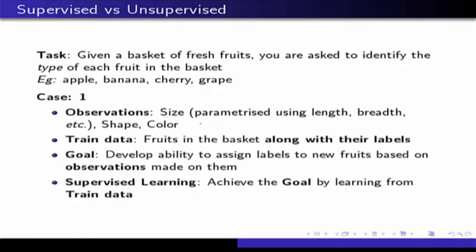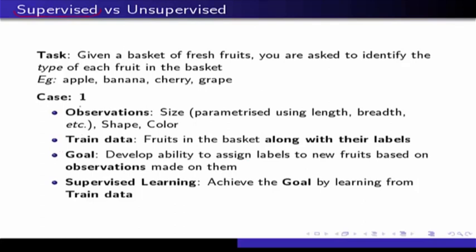In addition, you might also be told for a sample basket the label or the type of each fruit in the basket. This is what we would refer to as training data. The goal in this case of supervised learning is to develop an ability to assign labels to new fruits based on observations that you make on them.